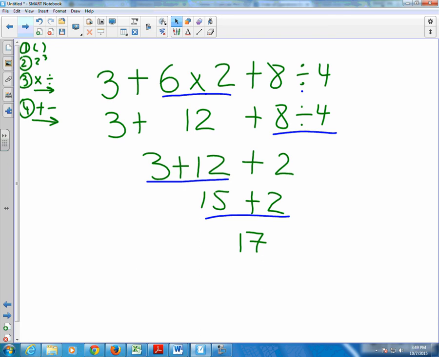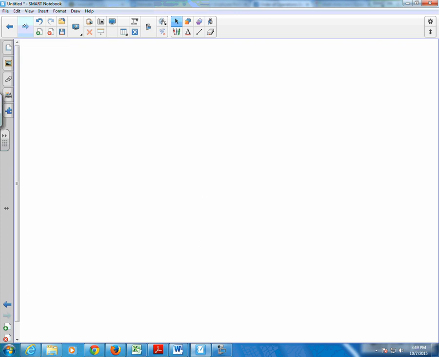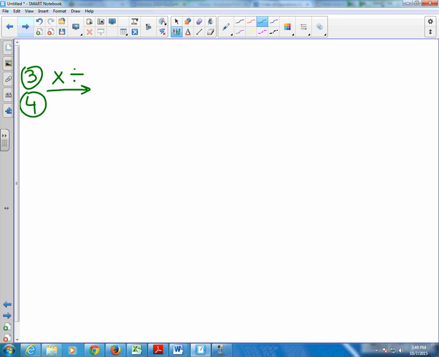Okay, still need a little bit more practice? No problem. Let's remember, let's focus on steps 3 and 4. The third step is multiplication or division, whichever comes first from left to right. And my fourth one, addition or subtraction, whichever comes first from left to right. Then let's write another problem, something like 9 minus 6 divided by 3 plus 7 times 5.